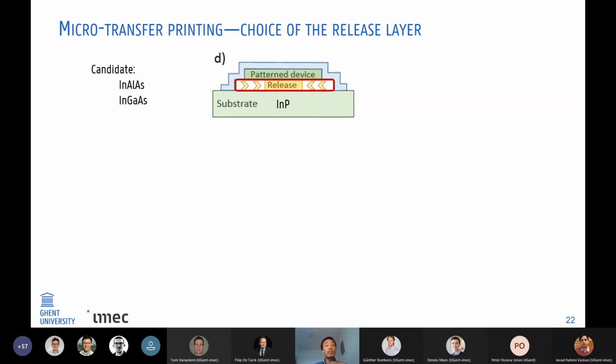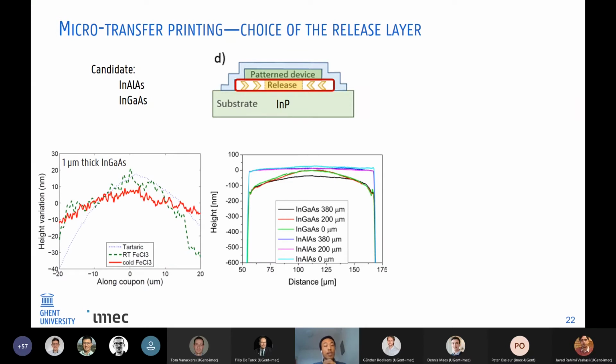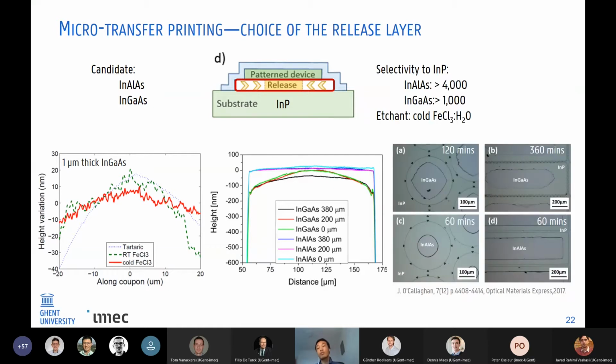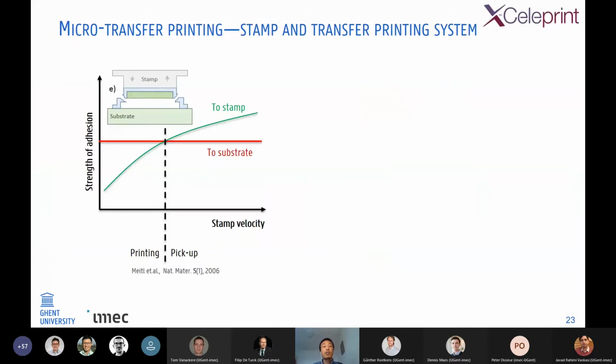So which release material can we use? There are some candidates. There was some investigation on the etching of this release layer. For example, there is 1 micron thick InGaAs, and also indium aluminum arsenide. Apparently, indium aluminum arsenide is much better. The etching rate is much faster, and also the selectivity is better.